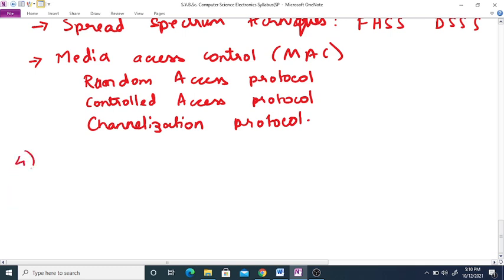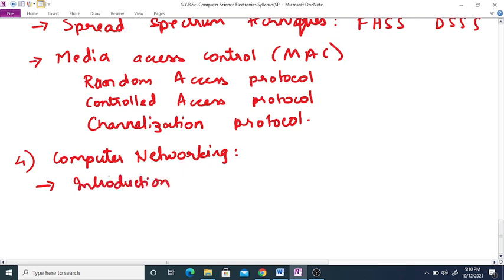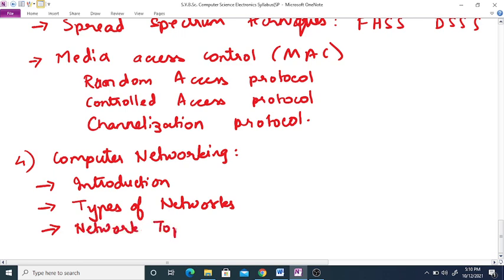Now, fourth unit we have computer networking. In this unit we are going to see introduction, then next types of networks, that is LAN, WAN, MAN, wireless network, switching networks, then network topology, different types of topologies we are going to consider here: star topology, point to point, bus, mesh topology, tree topology, daisy chain, hybrid.